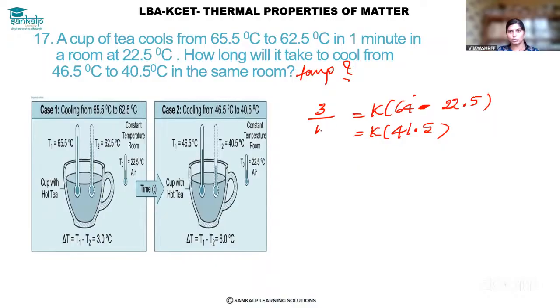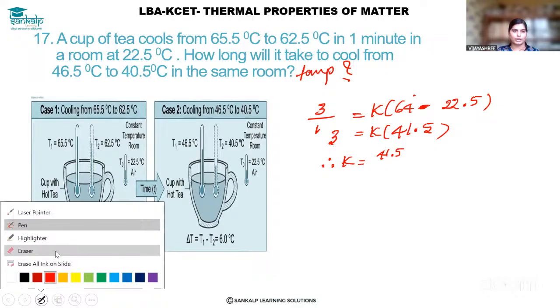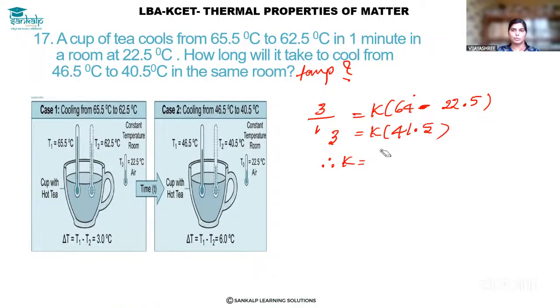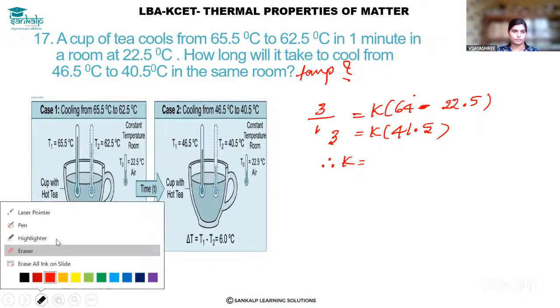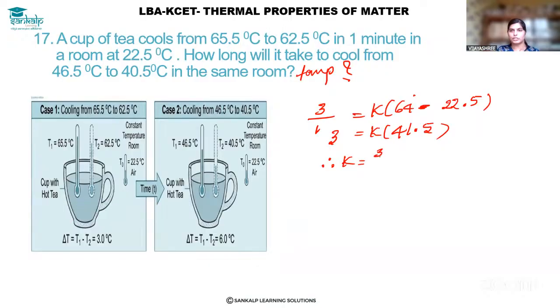41.5 K equal to 3. Therefore K equals 3 divided by 41.5, right? So take it as equation number 1. We have determined the value of the constant K, the cooling constant. Okay. Now apply Newton's law of cooling for the second case.